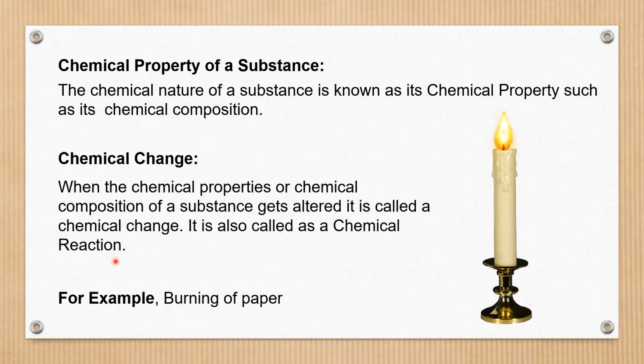An example of chemical change is burning of paper. When you burn a paper, we get ash. From the ash, can we make the paper again? No. That ash is a completely new product. Paper is one product, and when we burn it, a reaction occurred and we get a completely different product, ash. So that is called chemical change.